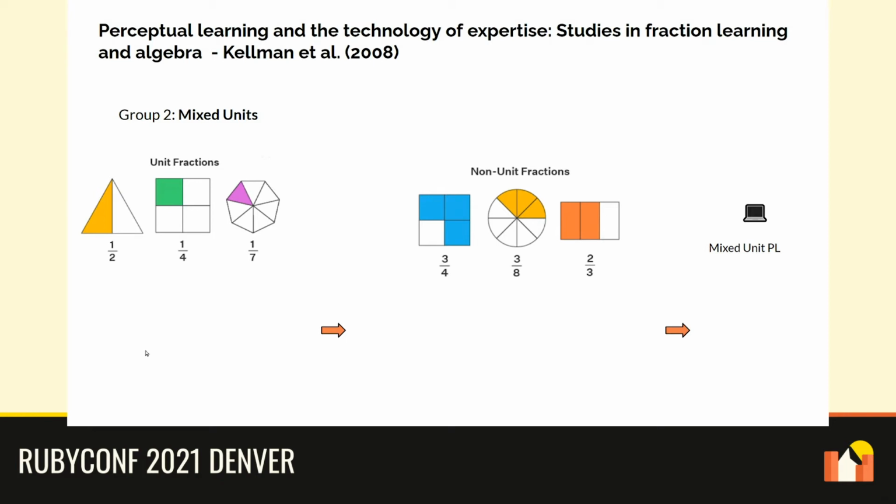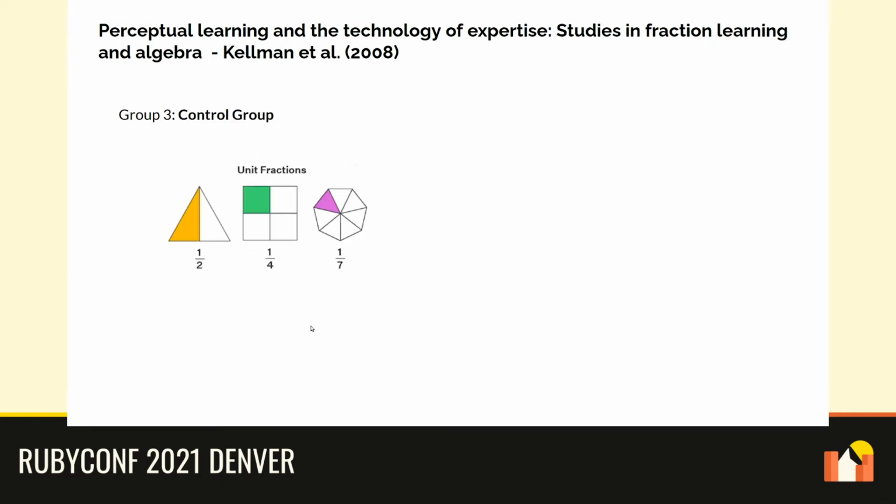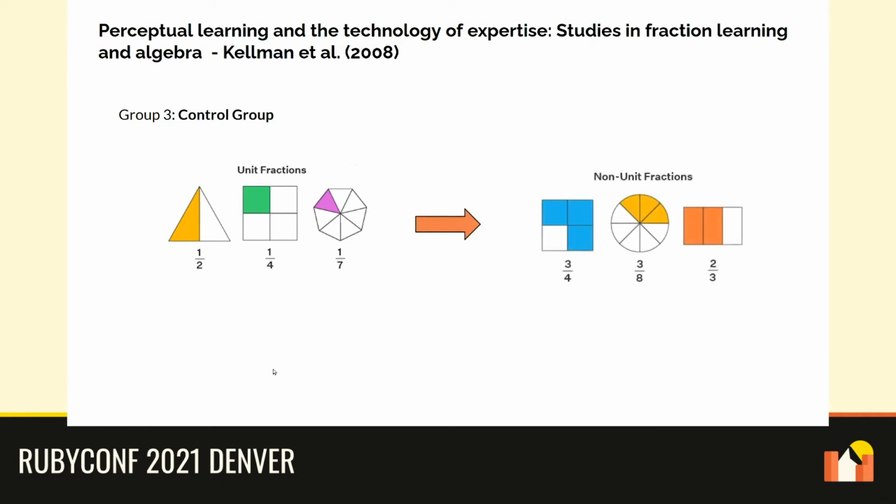at the end. And then the third group, which was the control group, they only had the lessons on unit fractions and non-unit fractions and no training with perceptual learning.